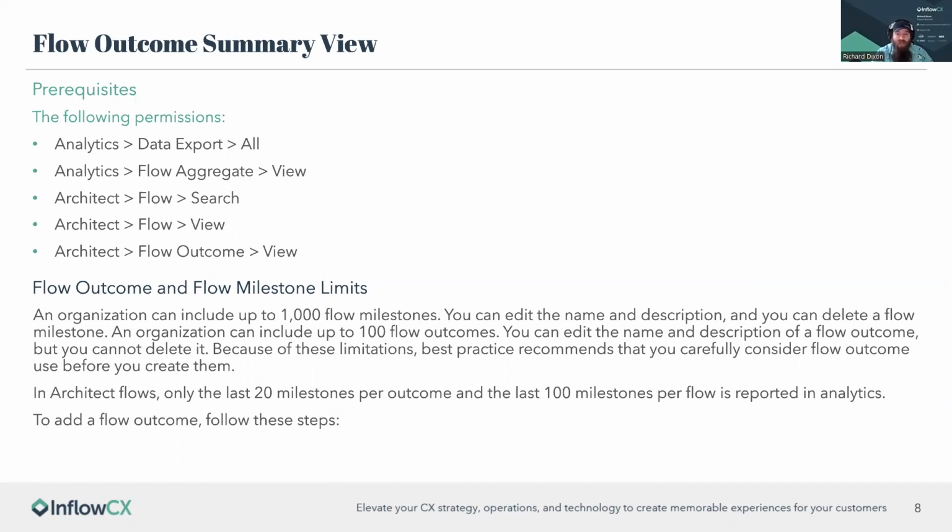Best practice recommends that you carefully consider flow outcomes before you create and use them, so that's one thing to remember. In Architect, only the last 20 milestones per outcome and the last 100 milestones per flow are going to be reported into analytics. Then to add a flow outcome, we're going to follow these steps.